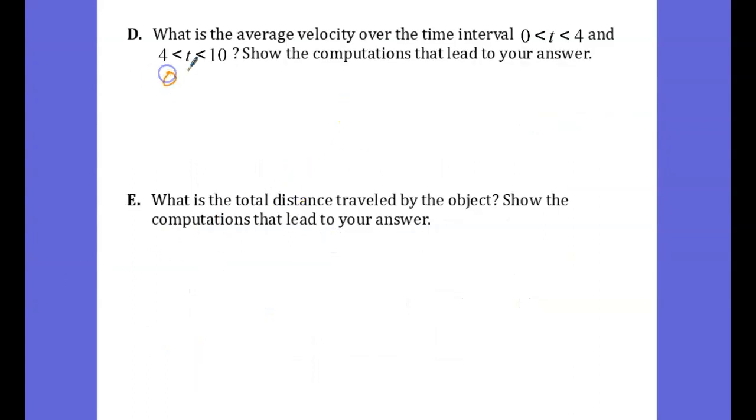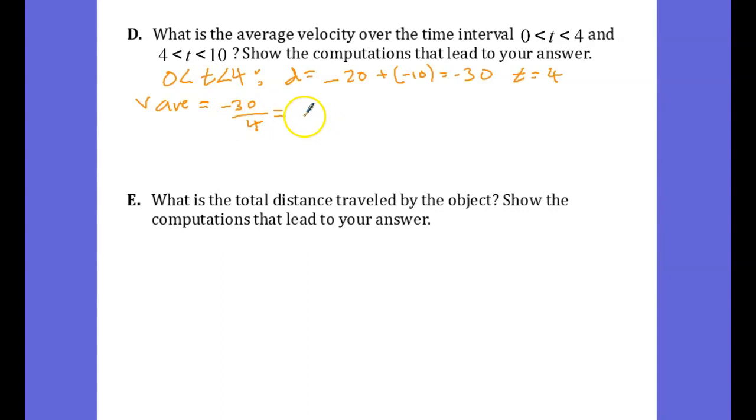Let's go back. So for 0 less than t less than 4, distance traveled is going to be -20 plus -10 equals -30, and the time was equal to 4. So the average velocity is going to be -30 divided by 4, which is equal to -7.5. Let's do the same thing for the interval from 4 to 10.